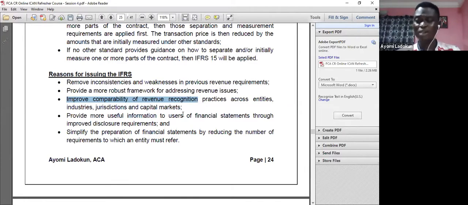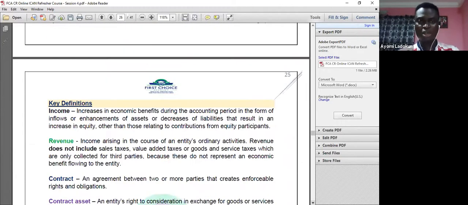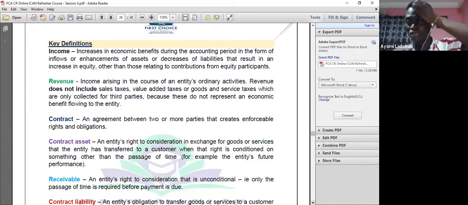But IFRS 15 is now coming on board to improve comparability so that every company will have one five-step model approach to revenue recognition, and also to provide more useful information to users of financial statements through improved disclosure requirements, and of course, to simplify the preparation of financial statements by reducing the number of requirements an entity must refer to. Is that okay? So that's it. So try to know those things. Just put them somewhere in the corner of your head in case the examiner is asking you why.